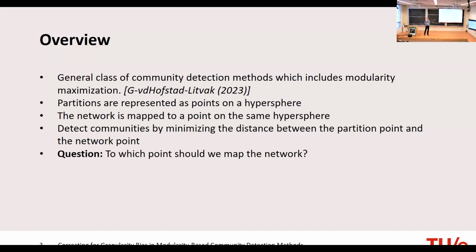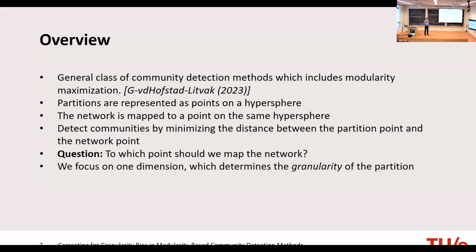But then, of course, the question is: how do we choose which point to map the network to? That is a very general problem. In this presentation, we focus on one dimension of this, which determines the granularity of the partition that you'll get. We derive a heuristic to choose this dimension, and we do this by some hyperspherical trigonometry that you might see later in this presentation.